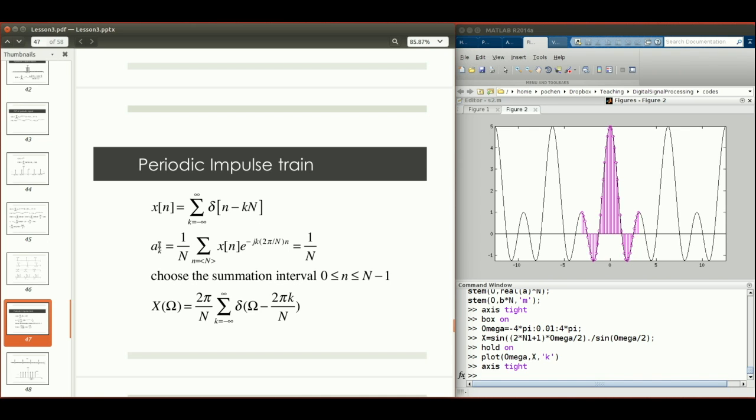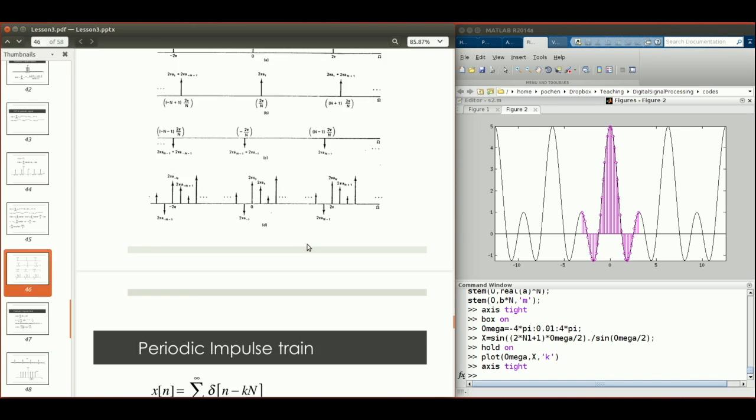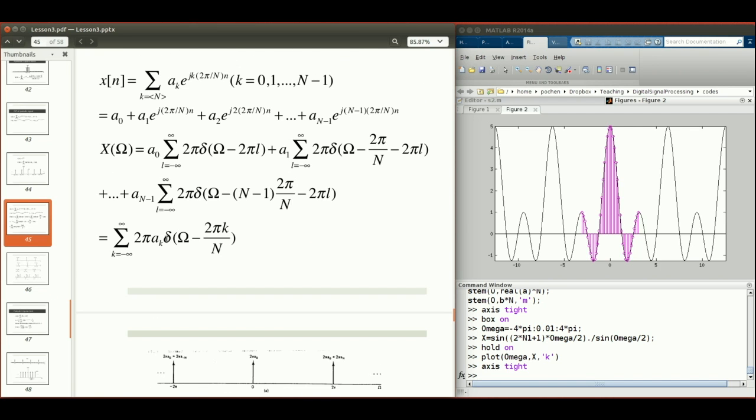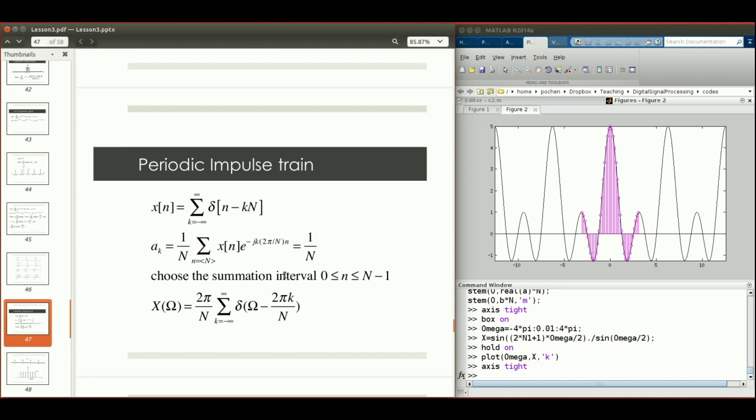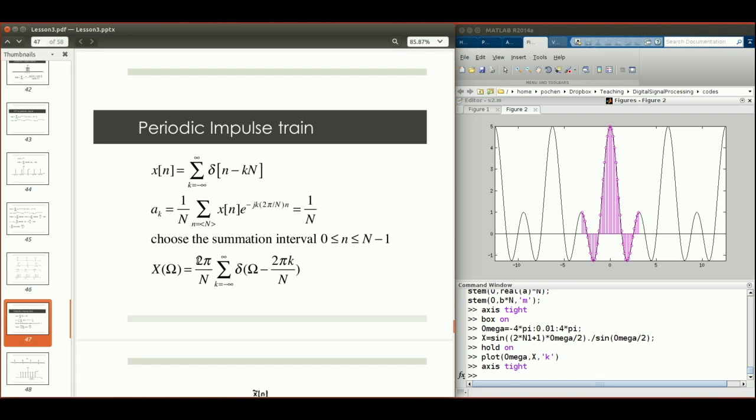Once we have a_k, we can bring it back into this particular formula. 1 divided by big N doesn't depend upon k, so we can take this whole term outside of the summation. It's 2π divided by big N, multiplied by the summation of delta(Ω − 2πk/N). So X(Ω) equals 2π divided by big N, summation over k, of delta(Ω − 2πk/N).